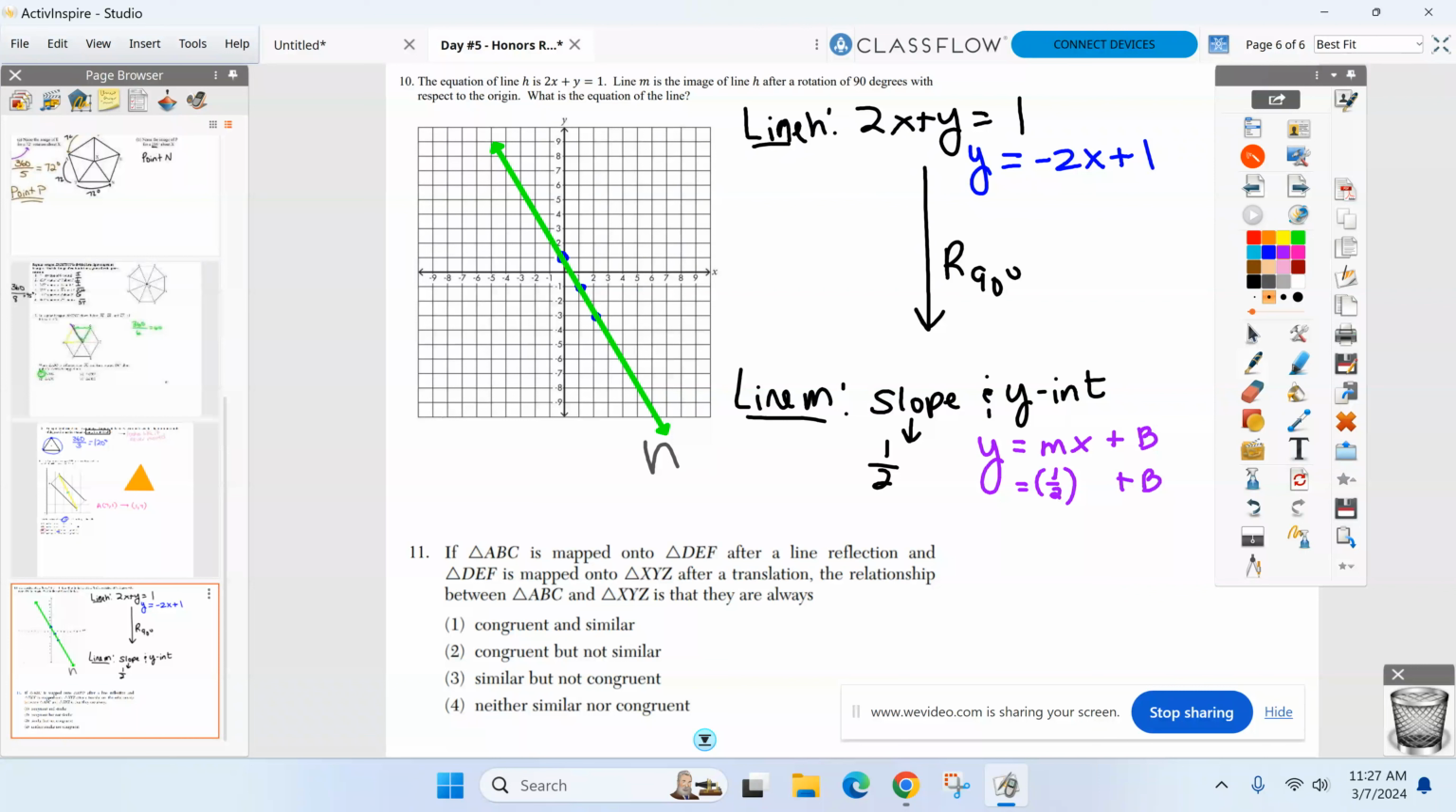So you rotated your paper 90 degrees. You're looking at line M right now. Pick a point off it.